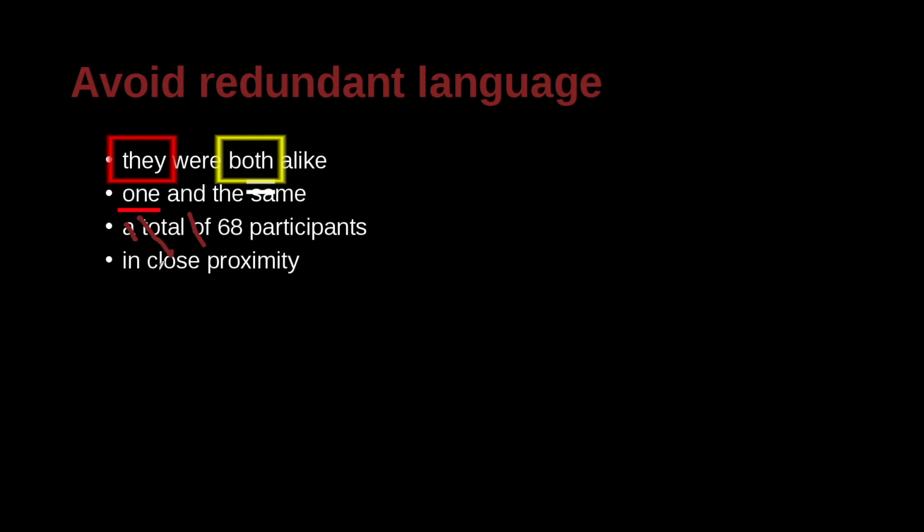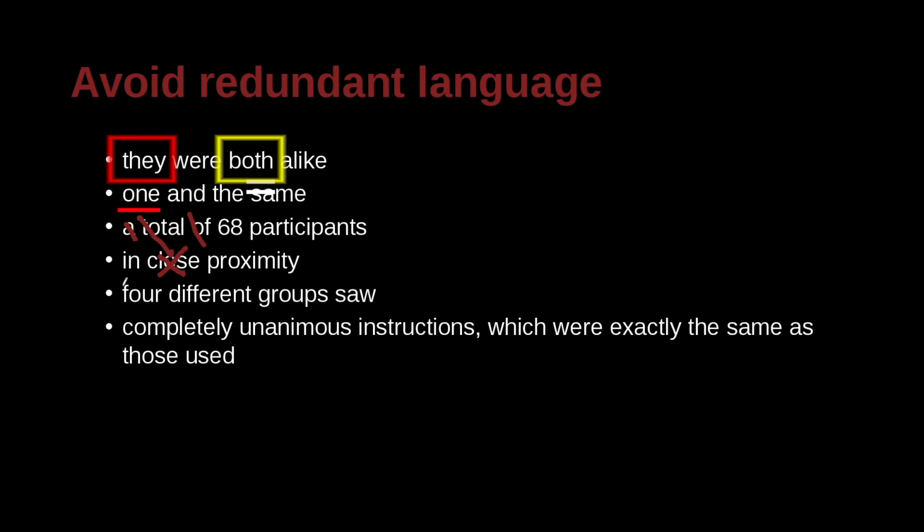In close proximity. So you could be close or you could be, well, I guess we just say close actually, right? Close to instead of proximity. Or you could be in proximity to, which means, again, close. So it's the same thing twice. Completely unanimous instructions, which were exactly the same as those used, something, something. This is an example sentence. So completely unanimous. Of course, if something is unanimous, you don't need the word completely.